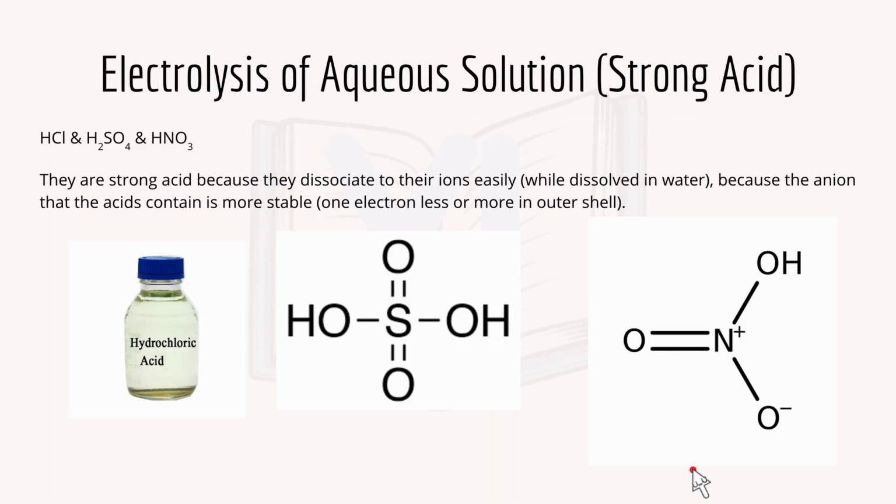So we'll move on to some strong acids. We have hydrochloric acid, sulfuric acid, and nitric acid. They are strong acids because they dissociate into their ions easily when dissolved in water. Because the anion that the acid contains is more stable. So this is quite a complicated one, so we wouldn't be required to know this in IGCSE.